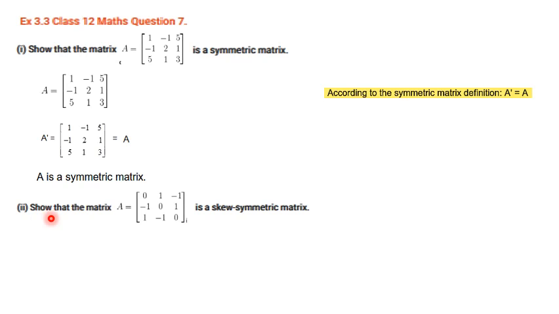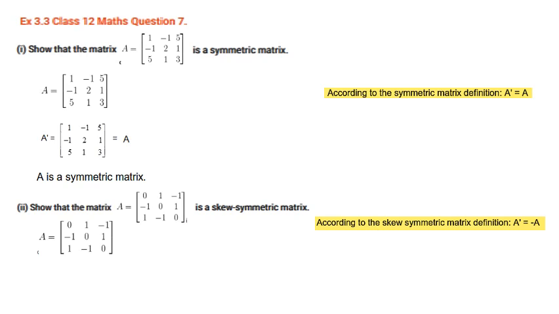Now move on to the second question. Show that matrix A is equal to 0 1 minus 1 minus 1 0 1 1 minus 1 0 is a skew-symmetric matrix. We have to prove that this matrix is a skew-symmetric matrix. Simple. We have to recall the condition. Skew-symmetric matrix condition is A dash or A transpose is equal to minus A. A transpose is equal to minus A.